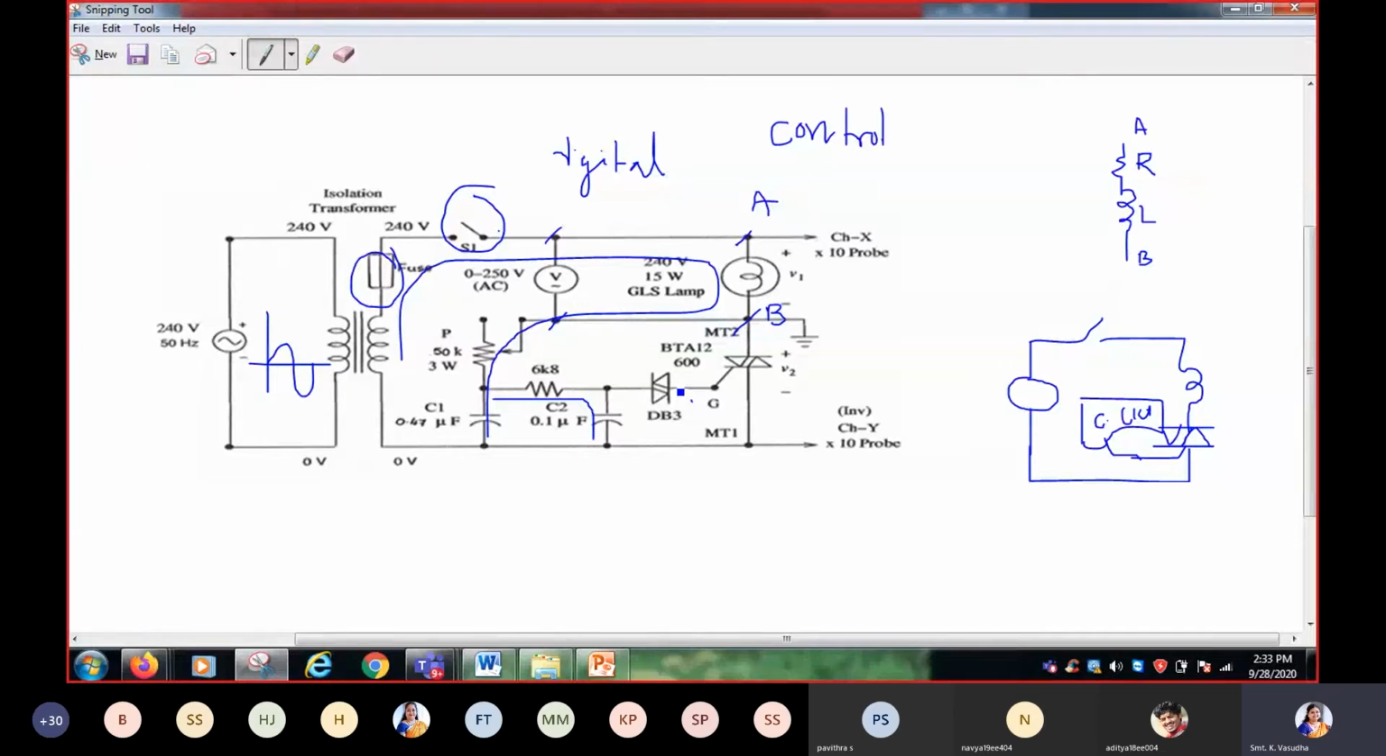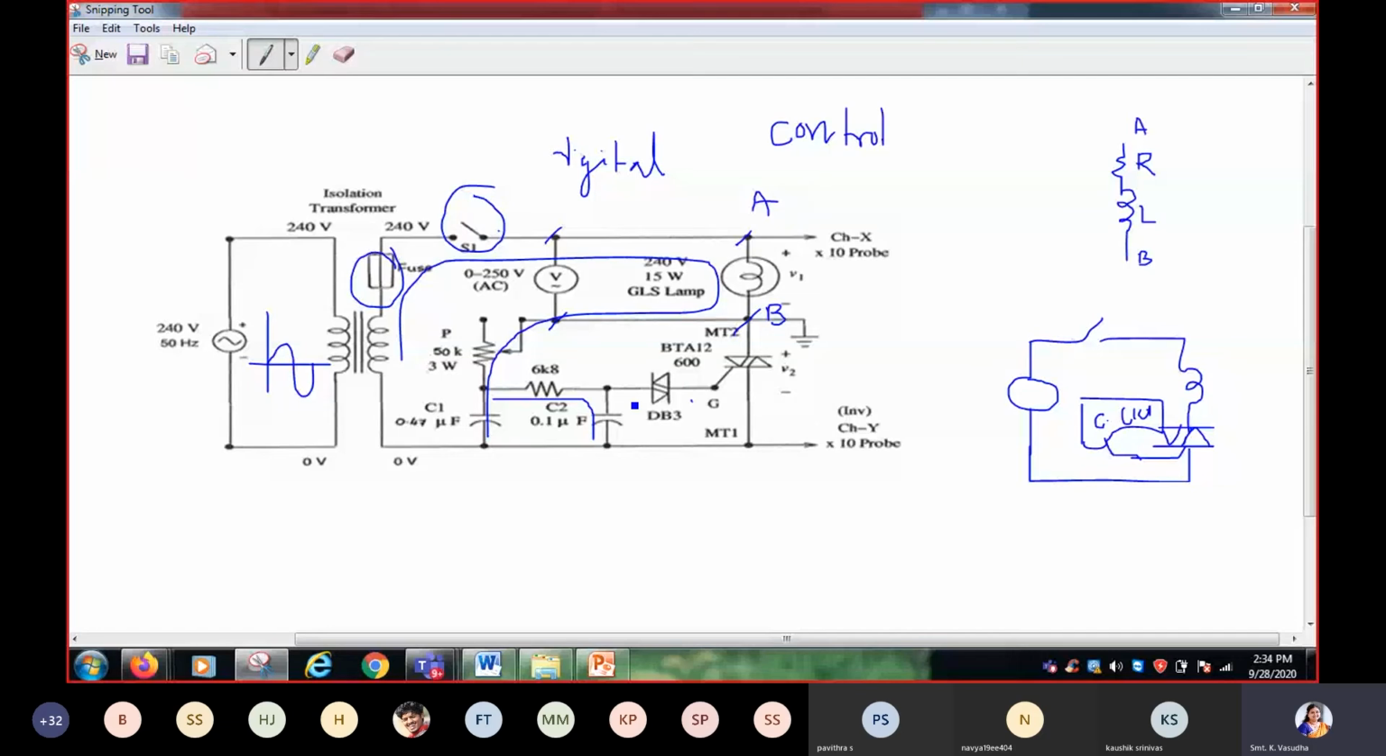What should be the voltage across a diode to come into conduction state, the on state? What is that voltage? 0.7 for silicon and 0.3 for germanium diodes. Okay, when the supply voltage crosses 0.7 volts, then only the diode will come into conduction.